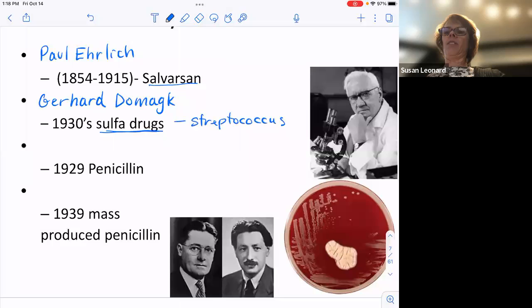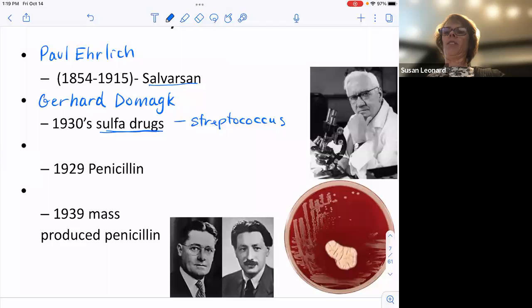So those drugs were credited with saving the life of Winston Churchill before World War II. So that was a big leap. He was a German scientist. He won the Nobel Prize in 1939 for this, but Hitler wouldn't let him go to accept his Nobel because he was a pacifist. And so he didn't get his money, but he did win the Nobel for that.